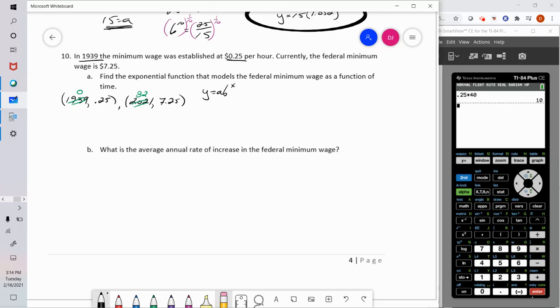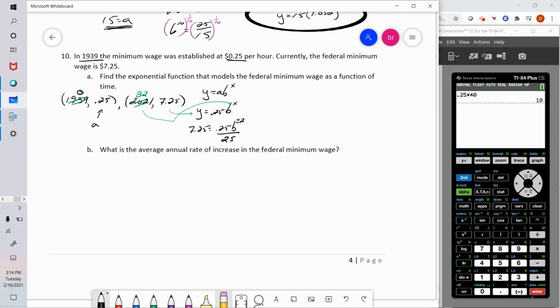Because 1939 is year 0, we know that 0.25 is a. Remember what we said a is. a is the initial value. The initial minimum wage was $0.25 per hour, times b to the x. Now I can take my second point and put those values in for x and y. And so 7.25 is equal to 0.25 times b to the 82nd power.